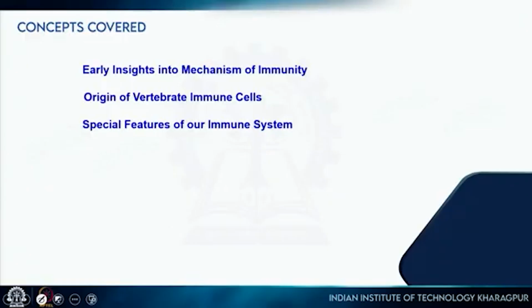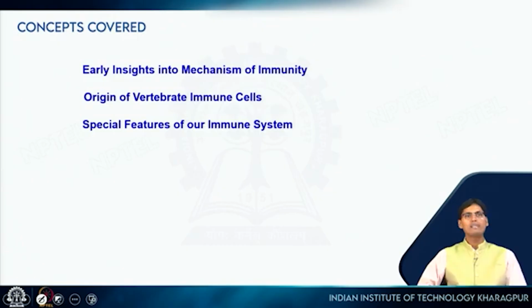Here we will learn about the early insights into the mechanism of immunity, followed by the origin of vertebrate immune cells. We have different types of immune cells, so from where they are coming, I am going to discuss that. I would also like to discuss in this lecture the special features of our immune system.